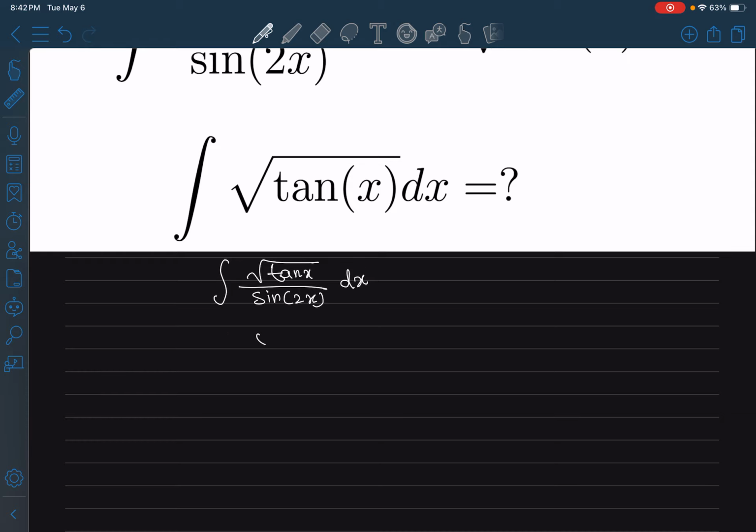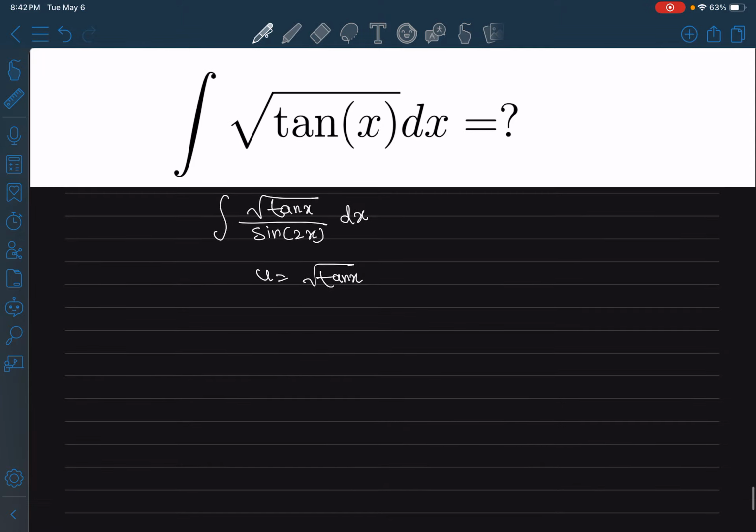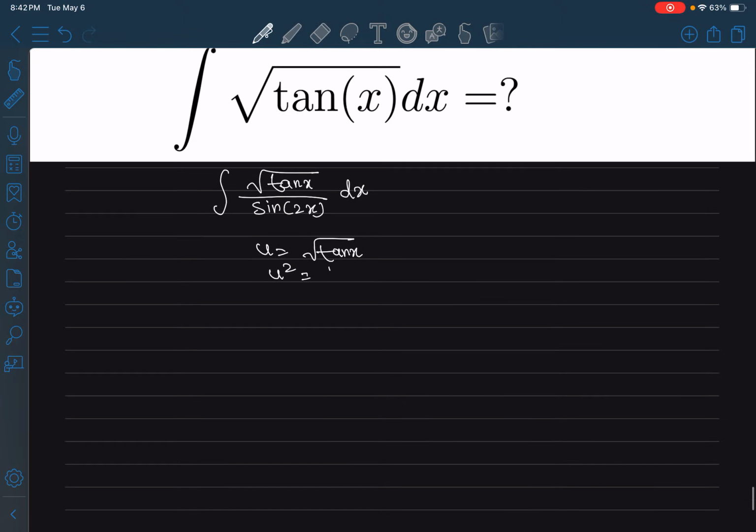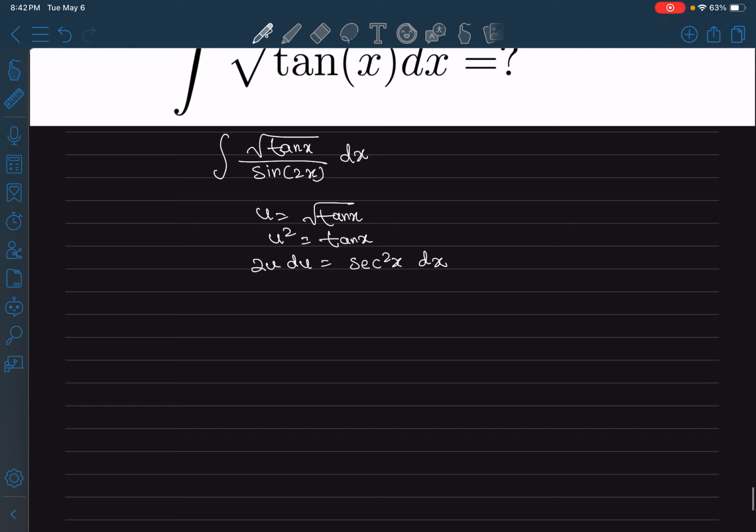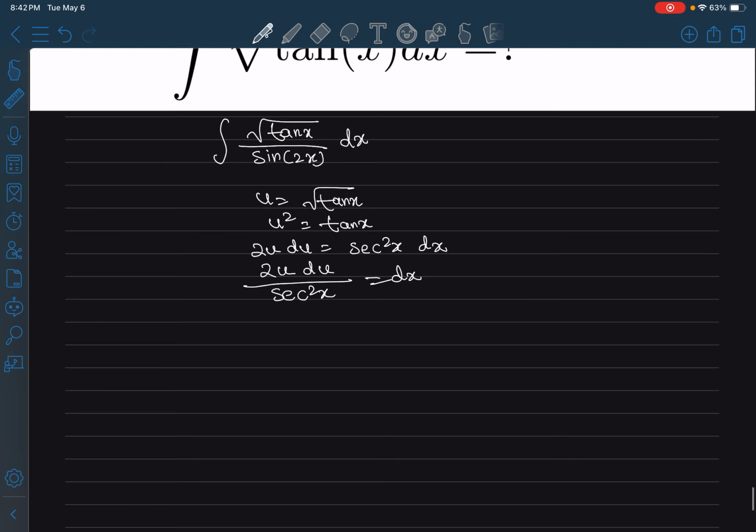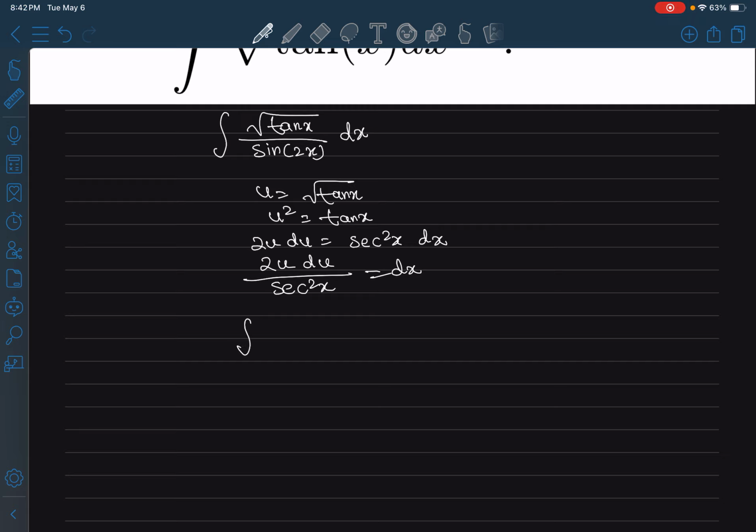If you just make the u substitution as u equals square root tan x, then your answer is going to be u. So that's what we do. If you do that, you will find u squared equals tan x. You get 2u du equals sec squared x dx, right? And from there, 2u du by sec squared x equals dx, right? Now you can substitute dx as the given value. Now square root tan x is just u, sine 2x is just sine 2x, and dx is just 2u du by sec squared x, right?